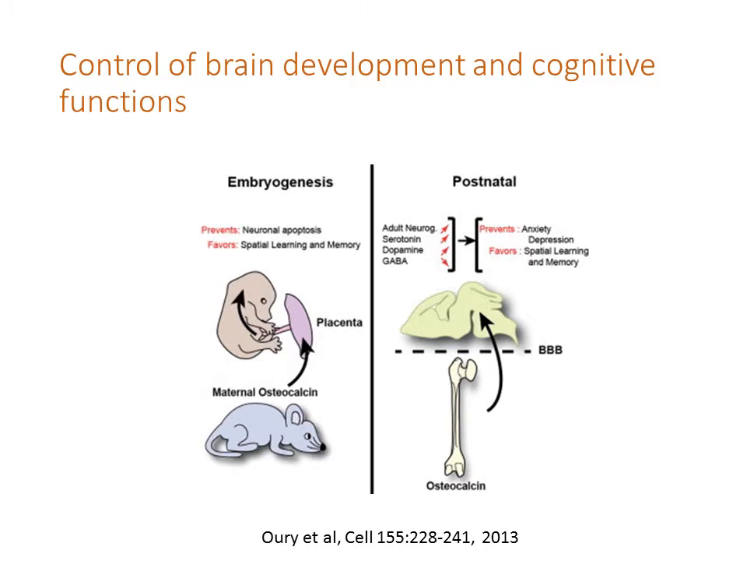During embryogenesis, the maternal osteocalcin crosses the placenta and prevents neuronal apoptosis and favors later in life spatial learning and memory. Postnatally, the osteocalcin produced by the bone crosses the blood-brain barrier and induces an increase of adult neurogenesis, an increase of serotonin and dopamine, and a decrease of GABA neurotransmitters. All this prevents anxiety and depression and favors spatial learning and memory.